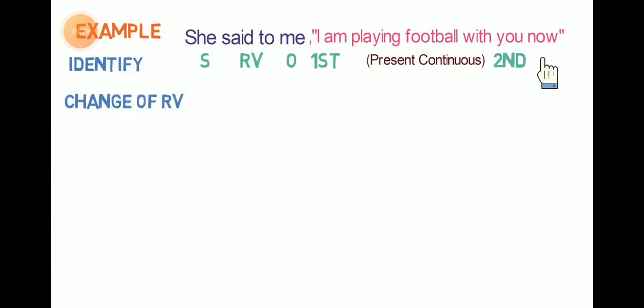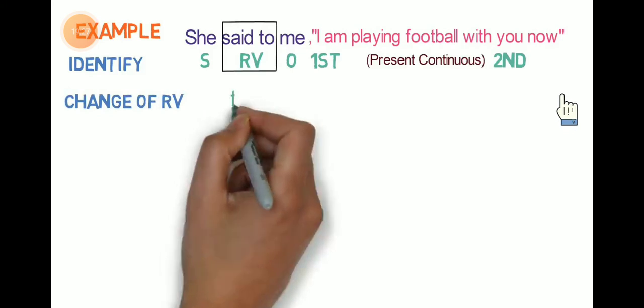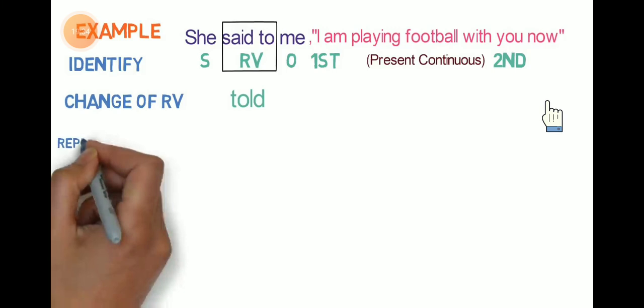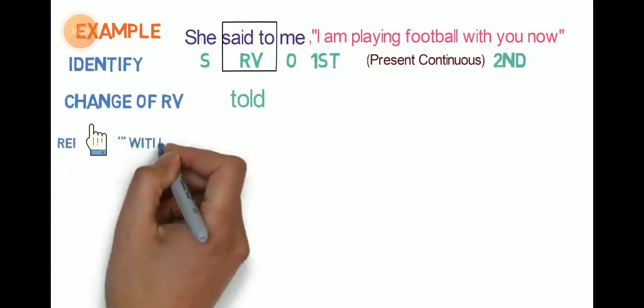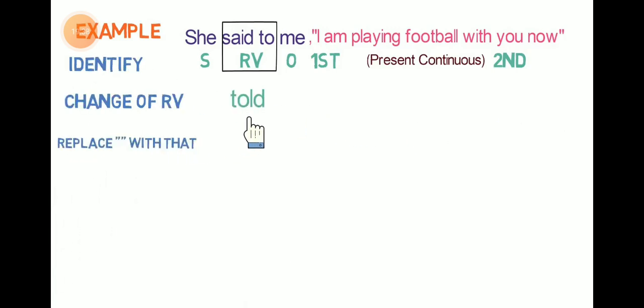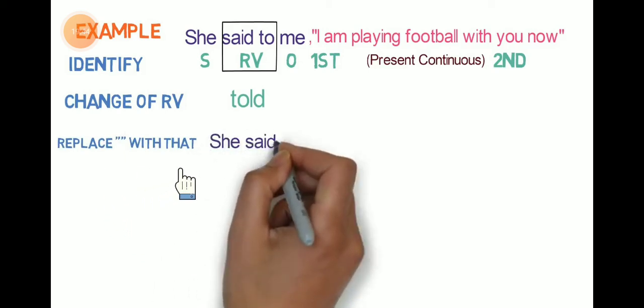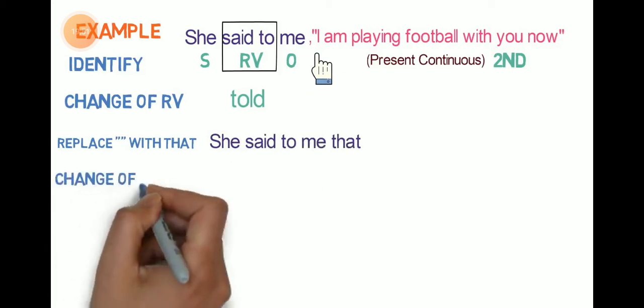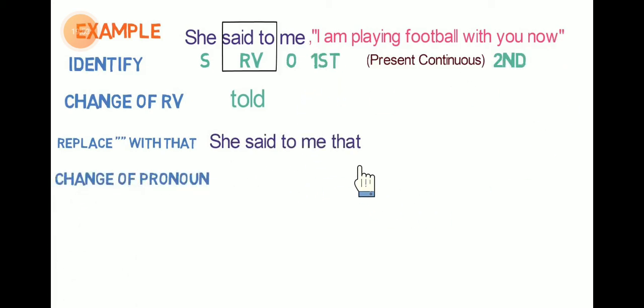So here let's change this direct speech into indirect speech. First, we have identified all these things. The second step is change of reporting verb. So "said to" can be written as "told." The third step is replacing the inverted comma with the help of "that." So we are replacing here "she said to me that." So this inverted comma is taken out by "that."